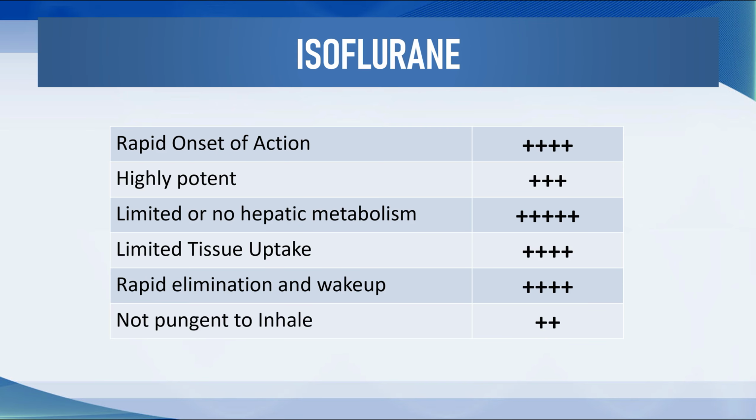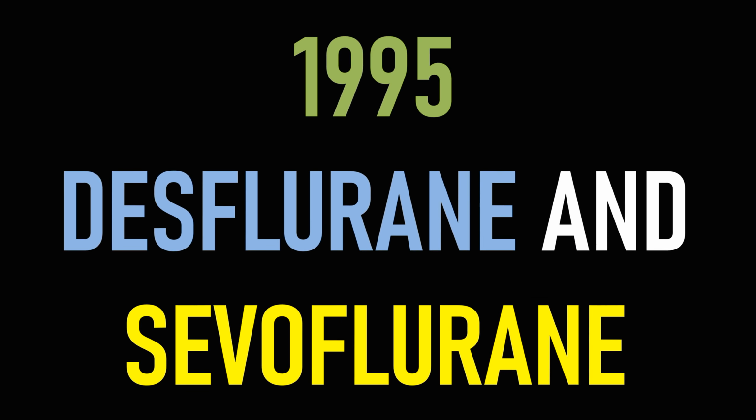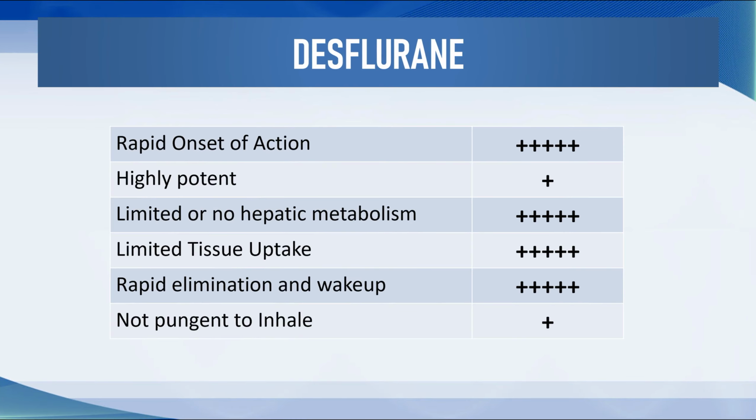So along came desflurane and sevoflurane in about 1994, 1995. These drugs were seen as an evolution rather than a revolution. And if you look at desflurane, there are certain things about it that are amazing. It is the most rapid onset of action drug that we have that gives full general anesthesia. Now, it's not potent, and you need to empty bottle upon bottle of this stuff into the vaporizer unless you use extremely low flow. It is completely non-metabolized for all intents and purposes. There is no uptake in tissues.